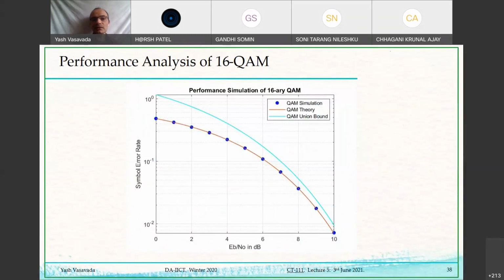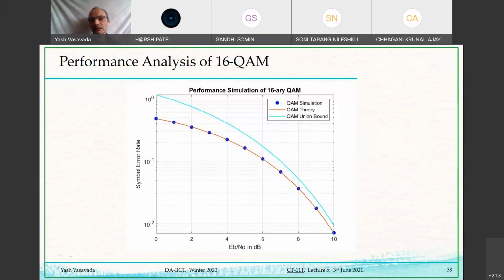The union bound is going to be above. It is an upper bound to the actual result. The red and the blue are the exact result. The red is the exact analytical result whose derivation I haven't described in this course. It's not within the scope. The blue points are the simulation, so they both are matching very well.